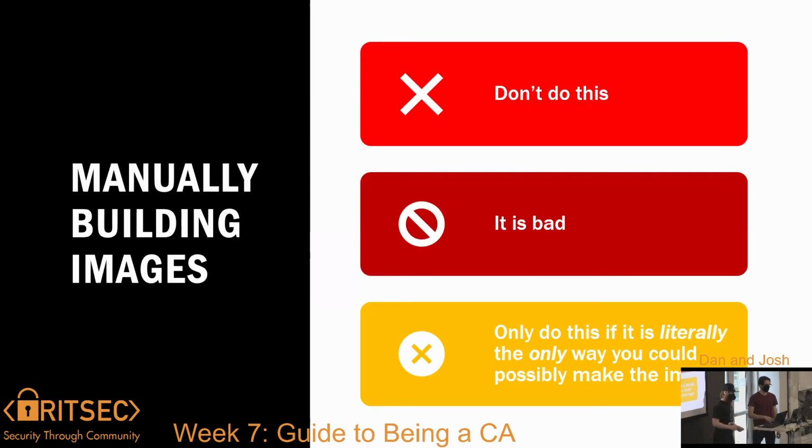So, never manually build an image. Don't do it. It's very bad. It's painful and really hard to reproduce. Now, there are times when it could be literally your only option. Usually this is when you're dealing with weird OSs that don't deal with automation very well. Robert probably had to deal with this a little bit. It's not fun. But you can.